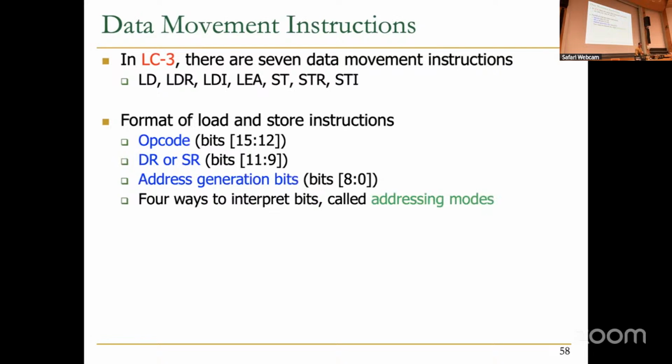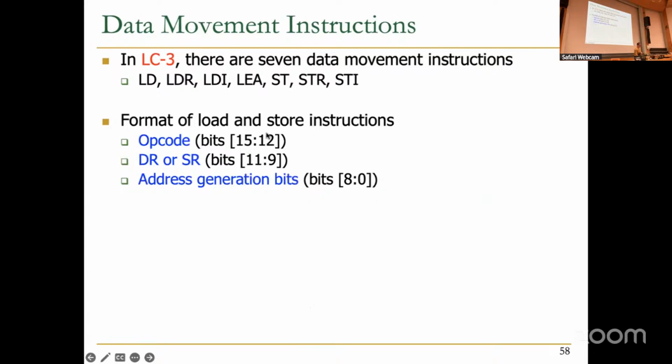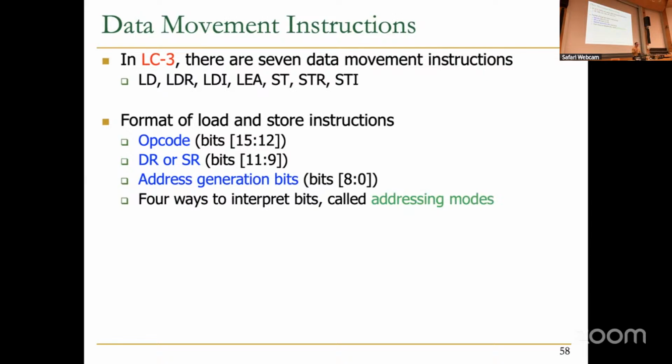The format of load store instructions looks like this. You have an opcode, the top 4 bits. You have either a destination register or source register after that, the next 3 bits. Those are interpreted as a destination register if you're loading, and as a source register if you're storing, because storing takes a source register and stores into memory. Loading takes a memory location and stores into a destination register. And then the rest are address generation bits, and how those are interpreted depends on the opcode. There are 4 ways to interpret these bits.